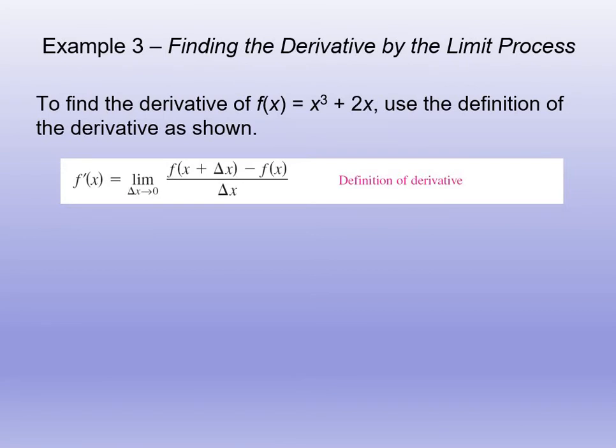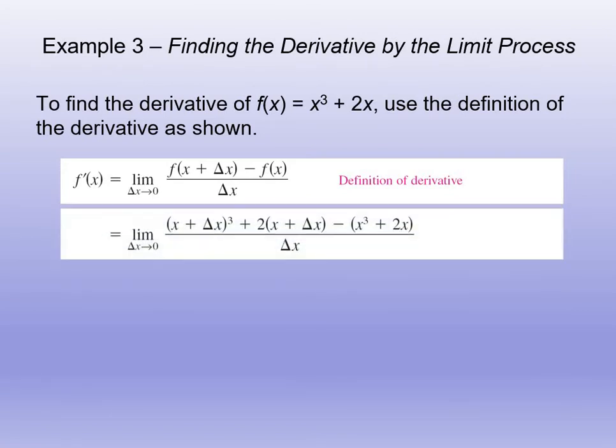So, f prime of x, the derivative, is the limit of f of x plus delta x minus f of x all over delta x as delta x approaches 0. So we're using the definition of the derivative here. So what we need to do is everywhere there's an x in the function, we replace that x with x plus delta x. Okay, so we can see that that ends up giving us x plus delta x quantity cubed plus 2 times x plus delta x. So we replaced every x in the function with an x plus delta x.